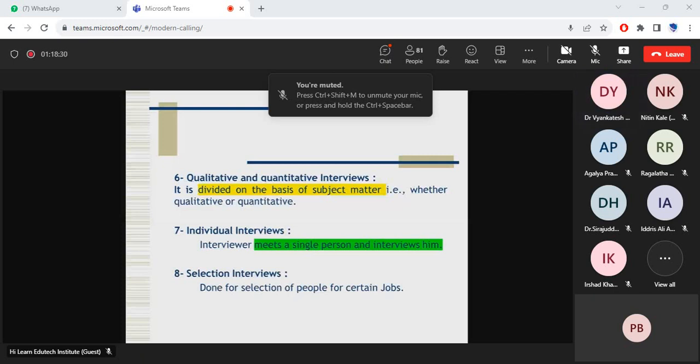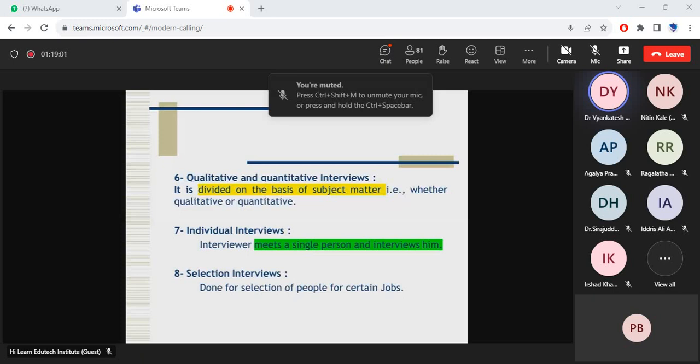As far as the data concern, qualitative and quantitative interviews, it has been divided on the basis of subject matter and whether the qualitative and quantitative data concern individual interviews must be a single person, and selection of interviews done on the selection of people for certain jobs. Okay, so this is about the interview types, qualitative and quantitative, and individual interviews and selection of interviews done because of the certain job of that particular area of interest concern.